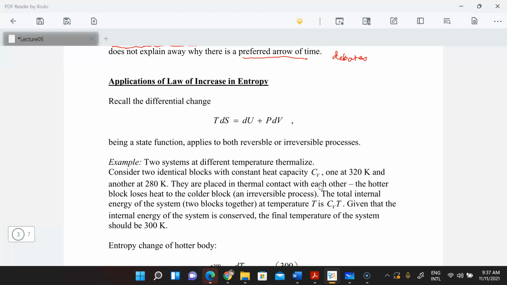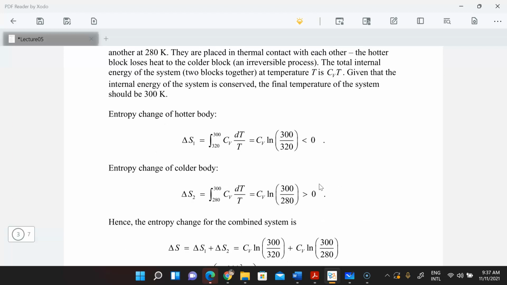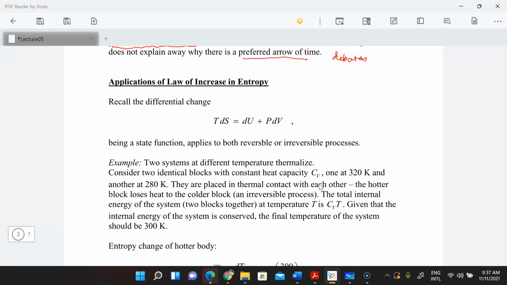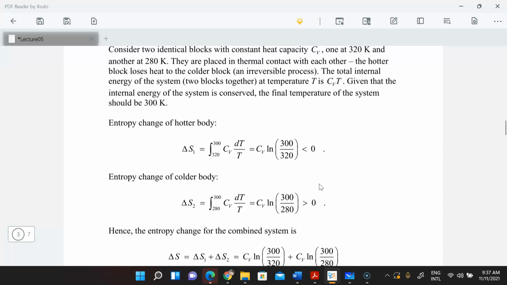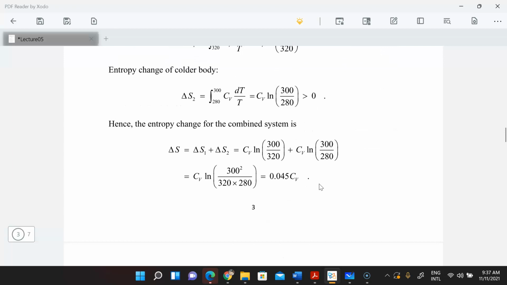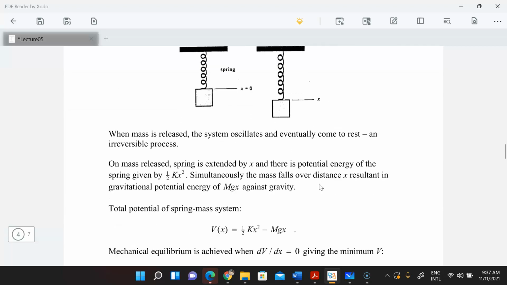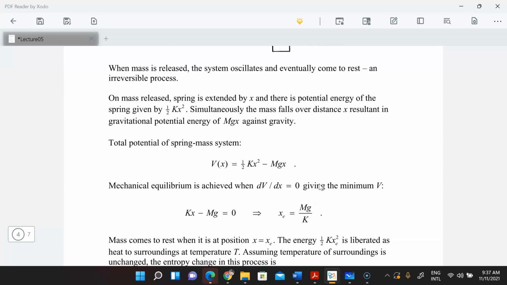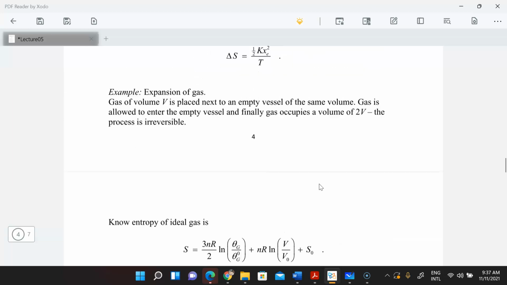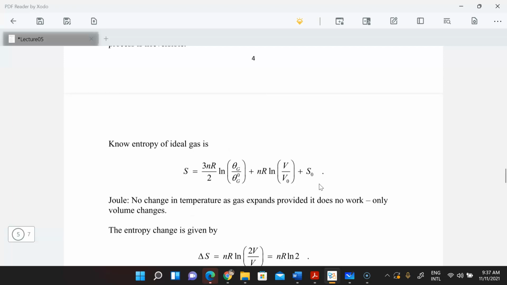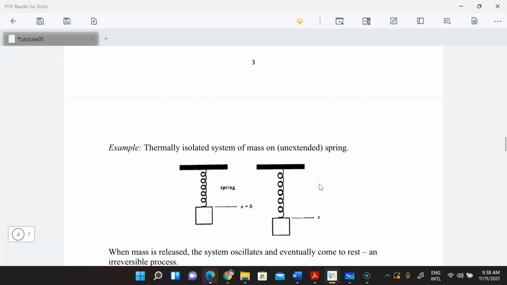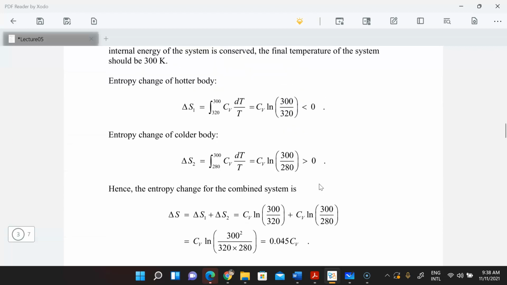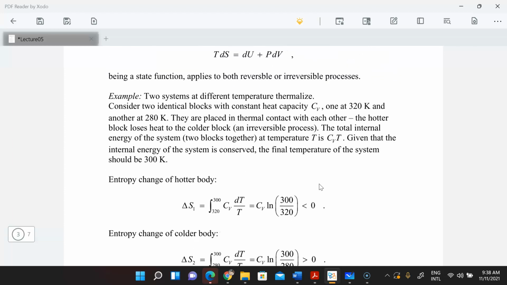Okay. So here there are three examples that we're going to look at, and these three examples come from three irreversible processes. One is with respect to two thermal bodies in contact with each other. The other one will be a mechanical case, which is a spring and a mass. And then the other one would be with respect to the expansion of gas. Okay, so we look at how we can actually calculate the change in entropy for those systems. Okay, so we look at the first case of the identical blocks.